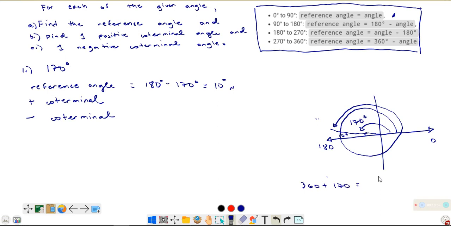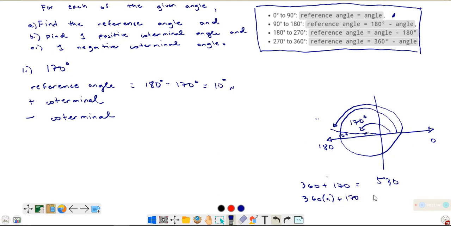360 plus 170 is 530. If you want to expand by using more revolutions, all you have to do is to multiply it by n, where n is the number of revolutions that you wish to have on your angle.